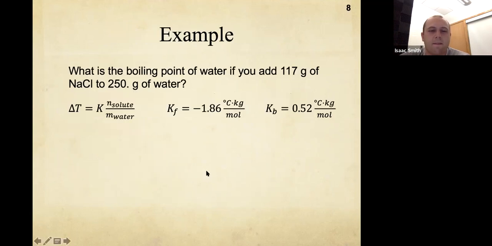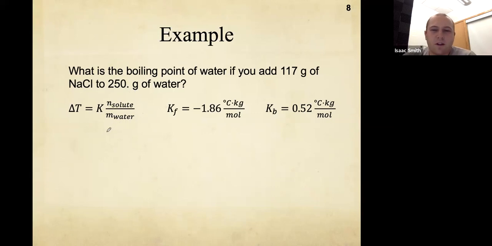Go ahead and try this one as well. We're talking about boiling point here. This question says, what is the boiling point of water if you add 117 grams of sodium chloride to 250 grams of water? In order to use the equation here, we need Kb for the boiling point, which we already have. We need the moles of solute, which we aren't given in the problem, and we need the mass of water in kilograms. We have the mass of water in grams here, so we pretty much have this one.